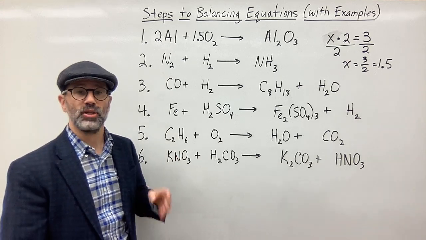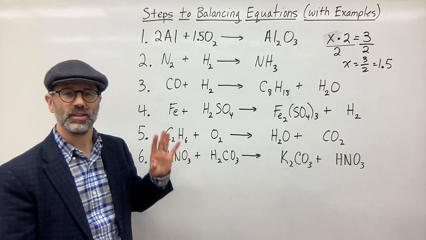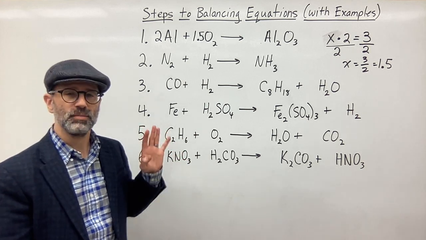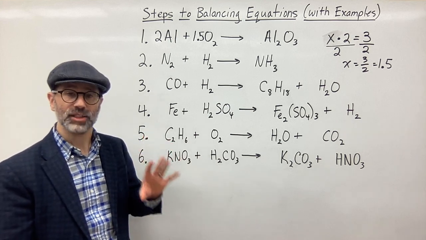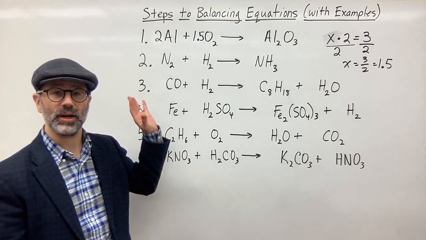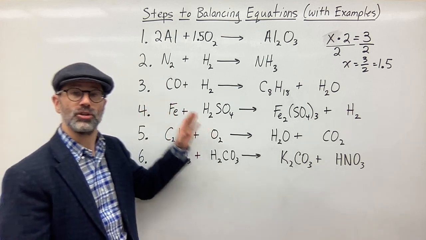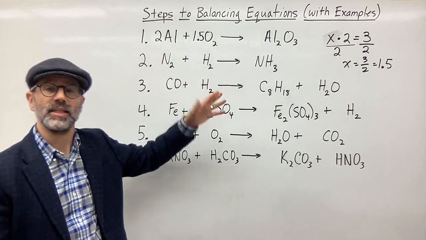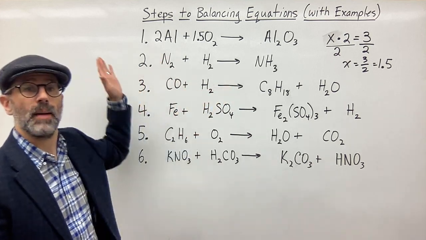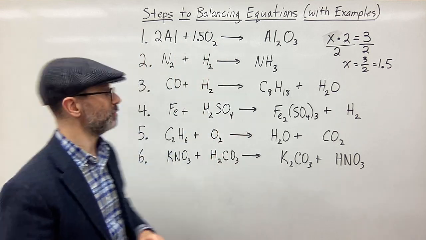So we don't use fractions usually. Sometimes, but normally we don't have fractions as coefficients. So we need to get rid of this 0.5. In this case, we need to multiply by 2. So we're going to multiply the whole equation by 2 because it's already balanced, and we want to keep it balanced by making sure that we multiply everything by the same factor.